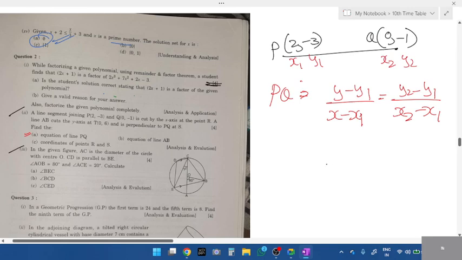Find the answer. All of you will complete this, students. Try this. And usually in the specimen paper they'll give tough questions. The questions will be slightly tough.